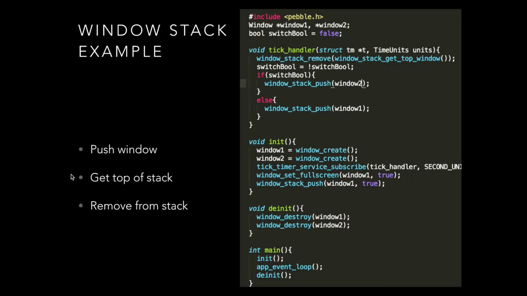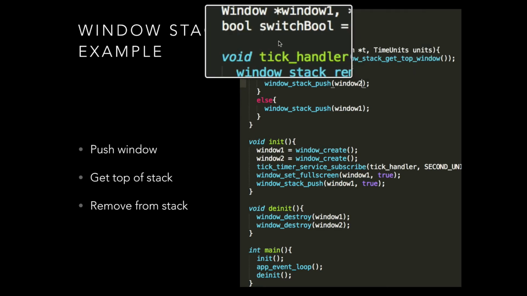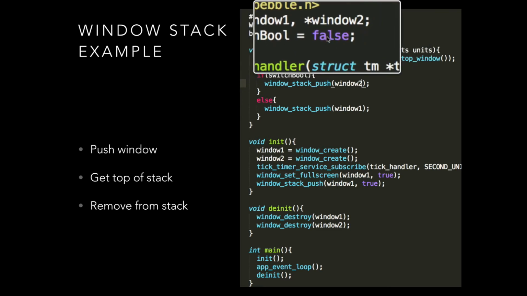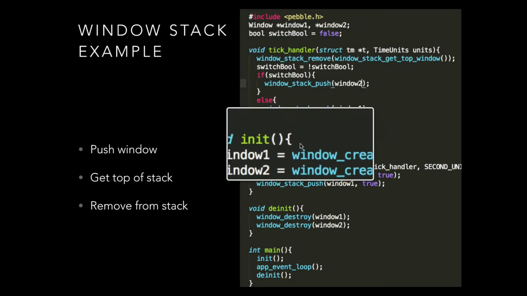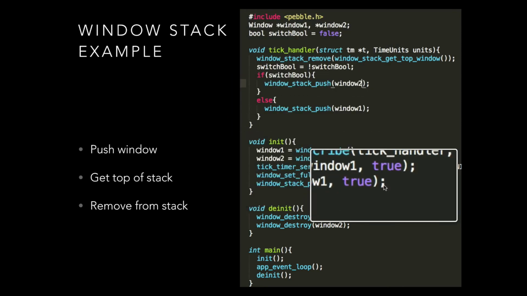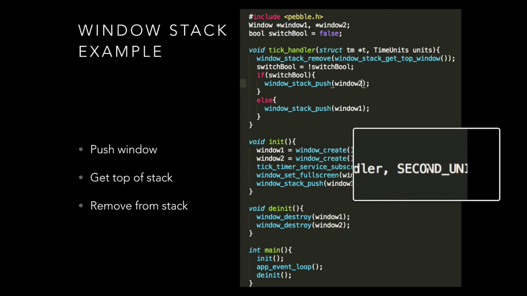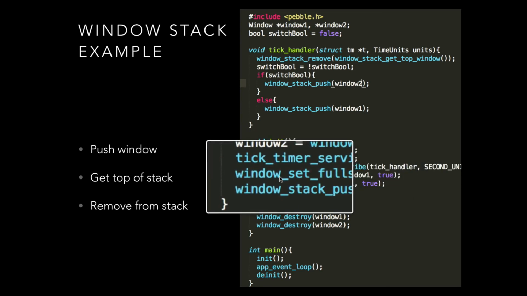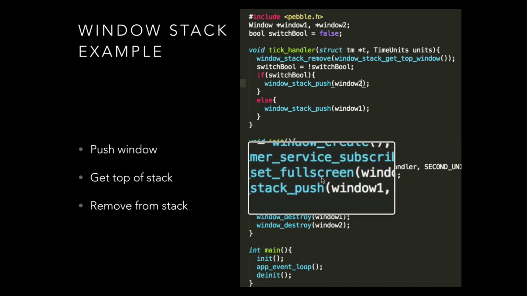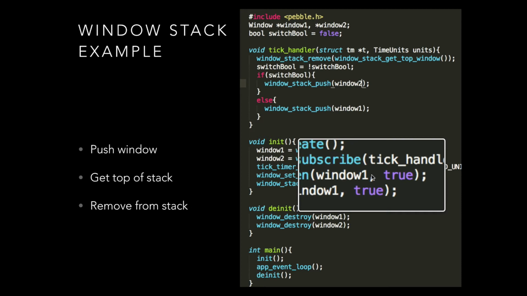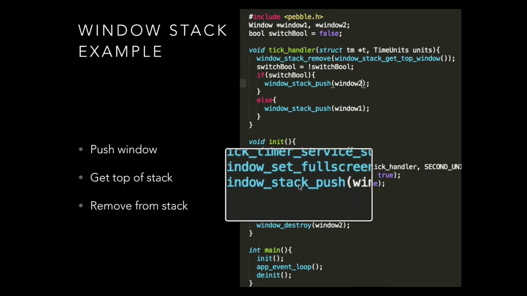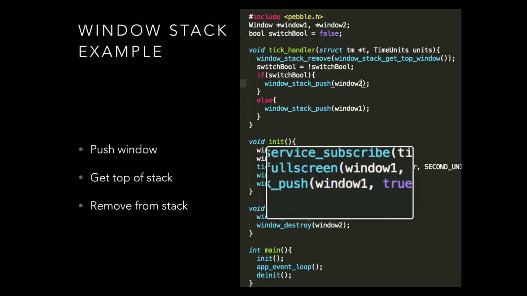So here is a window stack example. I'm just showing you a couple of the functions here. I tried to stuff in a few. So we have 2 windows, window 1 and window 2, and we have a Boolean called switch bool, which is currently false. On init, we have our windows being created, of course. We have a simple tick timer with a second unit. If you don't know what that is, check out my previous tutorials. We're setting window 1 to full screen, and we are pushing window 1, and it is animated.